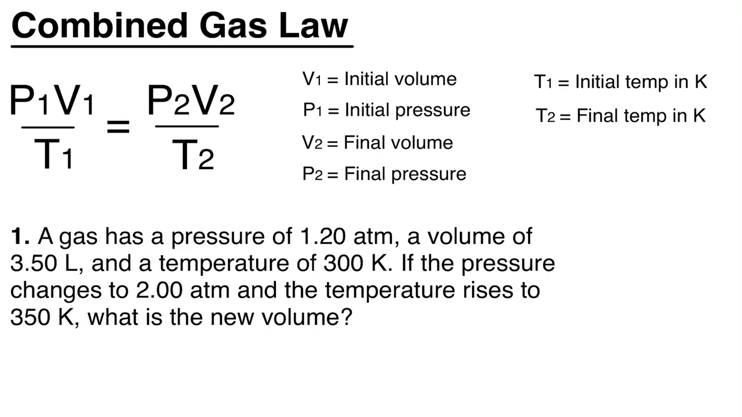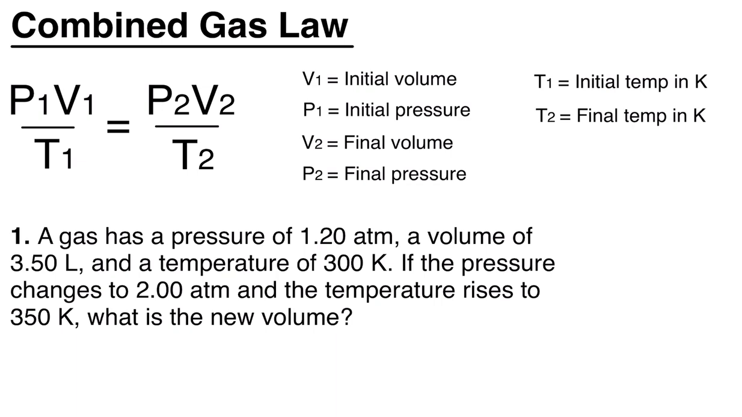Hey everyone, in today's video we're going to be going over the combined gas law. The combined gas law is used when you're comparing a gas's initial and final conditions involving pressure, volume, and temperature. The formula is P1 times V1 over T1 is equal to P2 times V2 over T2. V1 and V2 are the initial and final volume, P1 and P2 are the initial and final pressure, and T1 and T2 are the initial temperature in Kelvin and the final temperature in Kelvin.